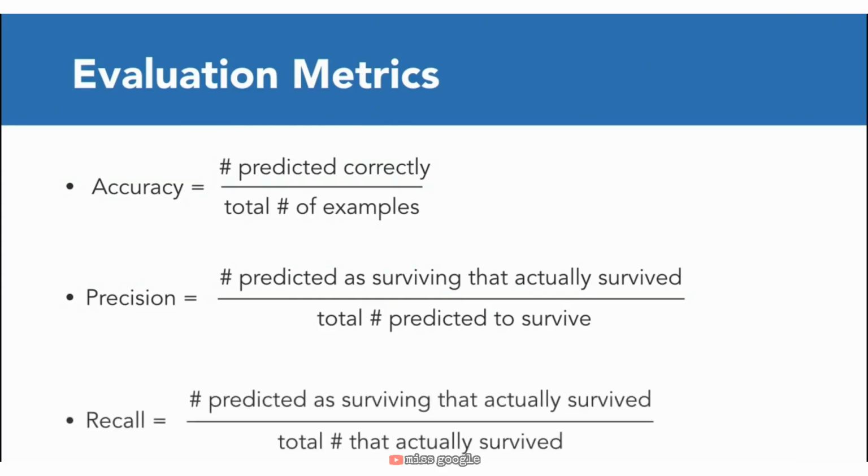And then the next metric is something called recall. And this is a nice complement to precision. So this is the number of people that the model predicted to survive that actually survived. So again, this is the same numerator as you saw in precision, but the denominator is the total number that actually survived. So in other words, if somebody actually survived, what % of the time did the model predict that they survived? So just to recap, the numerator is the same in both precision and recall. It's just the denominator that is different.